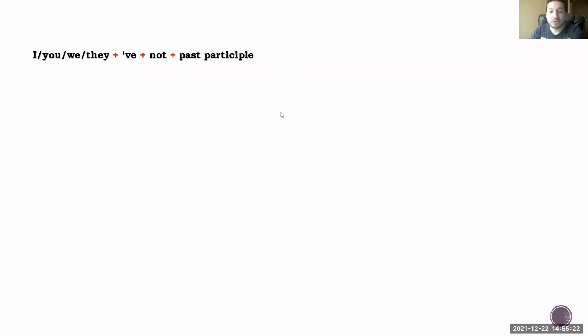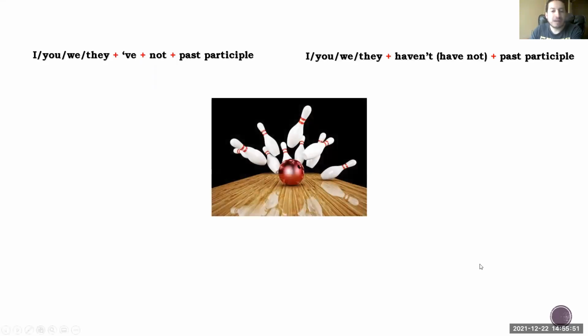Okay, guys. So last session, we were practicing some sentences using the present perfect. And we practiced the structure, remember? I or you, with a plus 've plus not if it is negative, plus the past participle that we practiced last class. We can also have this structure, which is I with a plus haven't, which is the contraction of have not, plus the past participle. So for example, in this sentence, how can I make a sentence?